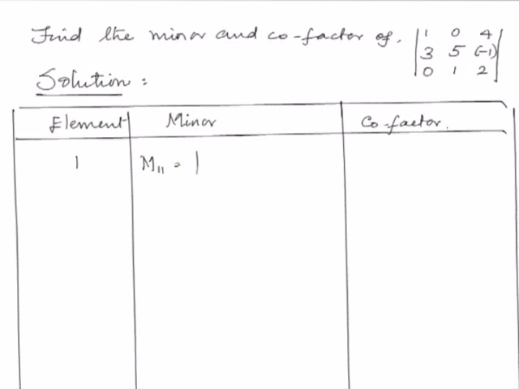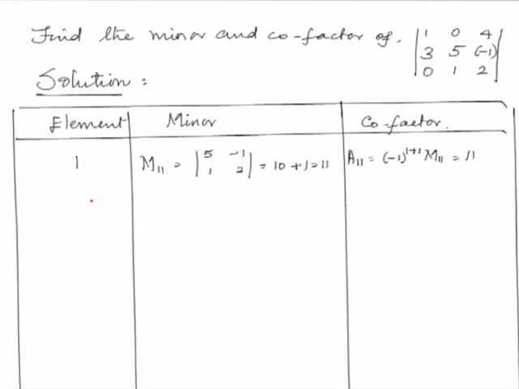This is the first element, so M11 is equal to, now you have to ignore the corresponding row and the corresponding column. So on ignoring, I get 5, minus 1, 1, 2, which is equal to 10 plus 1, which is 11. Now, what is the cofactor? Cofactor is minus 1 power 1 plus 1 times the minor. So, minus 1 to the power of 1 plus 1 is 2. So, minus 1 the whole power 2 is positive. So, 11 again we get.